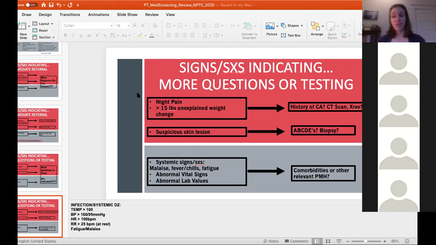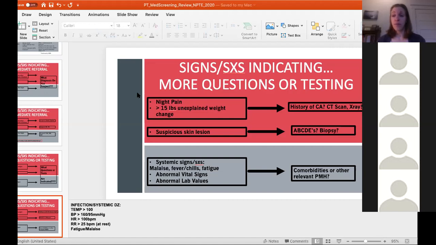out cancer. Do they have a history of cancer? Have they had these scans done? Have we cleared those issues? For a specific suspicious skin lesion, we want to go through our ABCDEs and really think about things that may be abnormal or troubling that might need referral to a dermatologist or a physician.